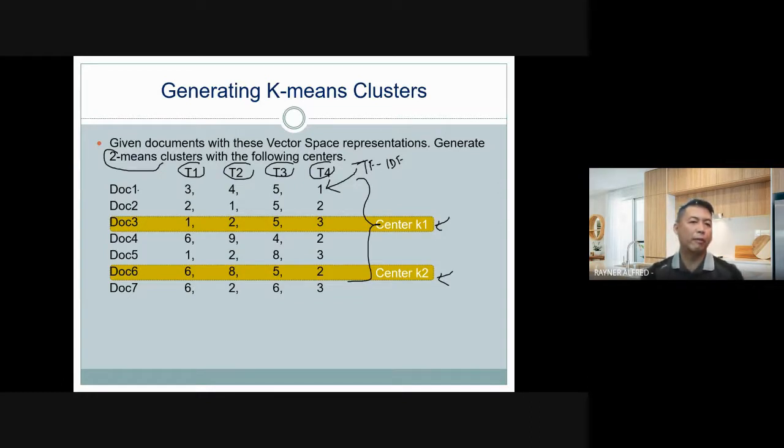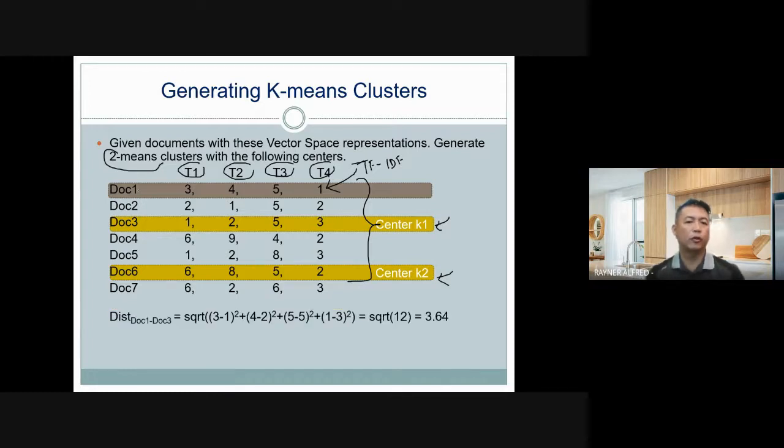Okay, how do we perform that? We use the formula that's given. First we do it for document 1. For document 1 to document 3, this is the distance between the documents. What we do is take this number minus this and take the square, and then we do it for 4 and 2, and then 5, 5, 1, 3. We take the squares, add them all together and take the square root, and we get this number. So this is the distance between document 1 and document 3.